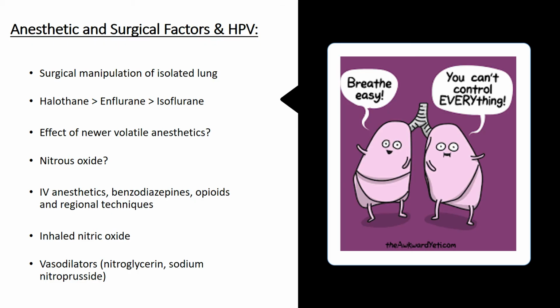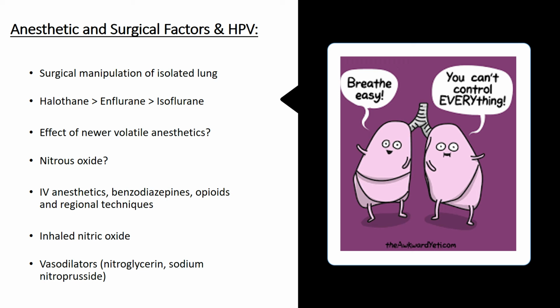There are also anesthetic and surgical factors that affect HPV. Surgical manipulation of the isolated lung in thoracic surgery can reduce the blood flow to that lung, thereby reducing the shunt fraction even further. However, manipulation of the lung tissue can also release inflammatory substances which actually attenuate HPV.